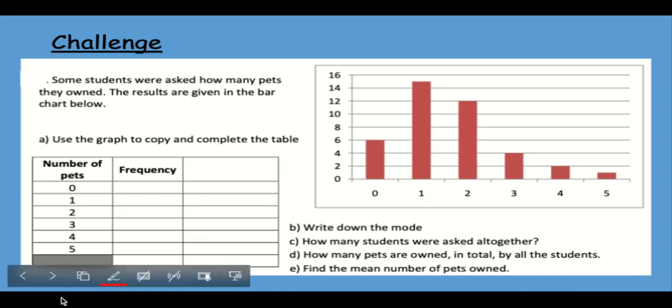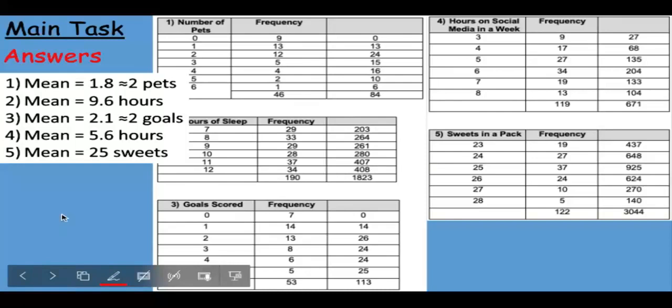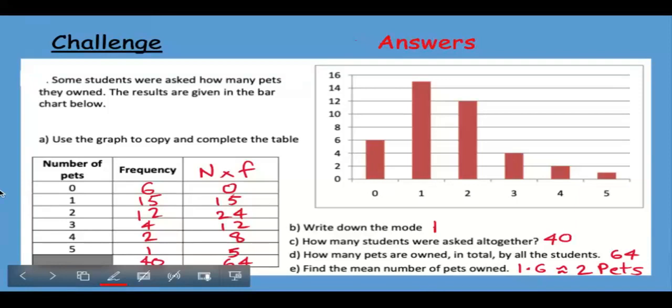Okay, welcome back. Let's have a look at our answers. So just mark in your own there. So if you notice for questions 1 and 3, I gave an approximate answer because obviously you can't have a fraction of a pet or a goal. The others, though, obviously you can have a fraction of an hour. Okay, and just have a look at the challenge question. Well done if you got this right.